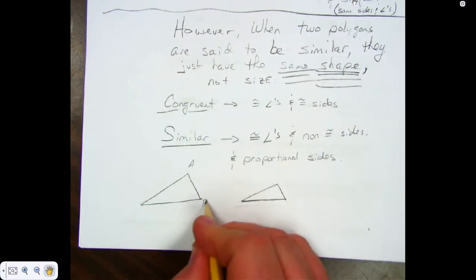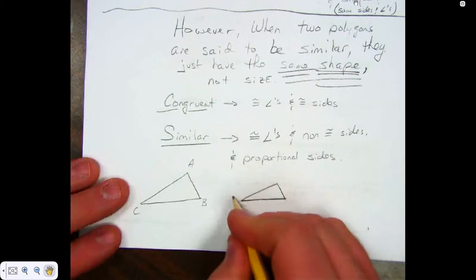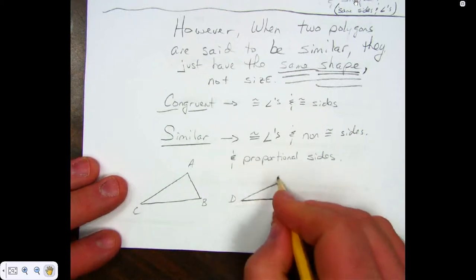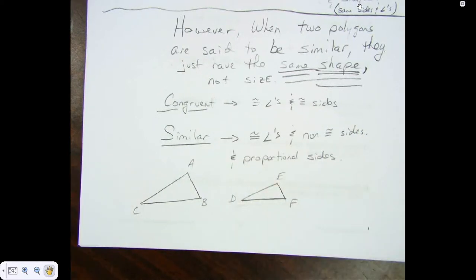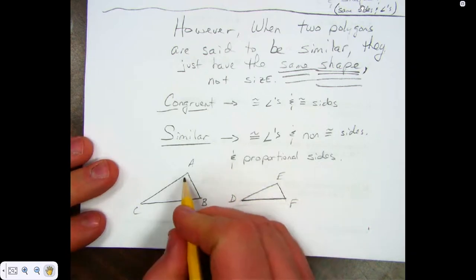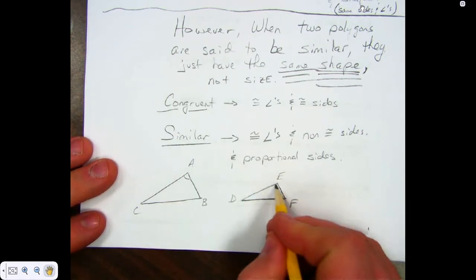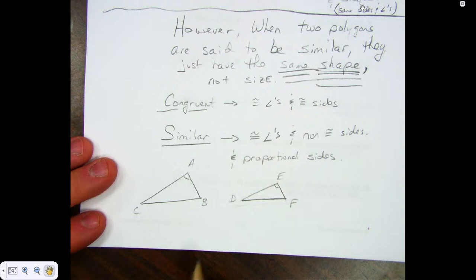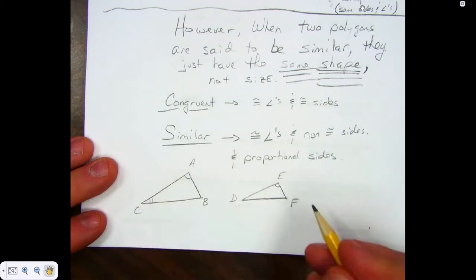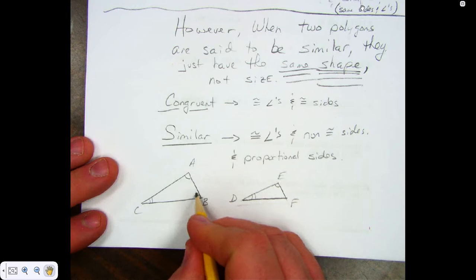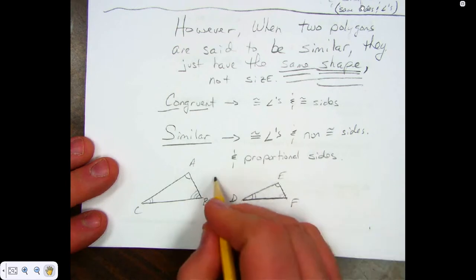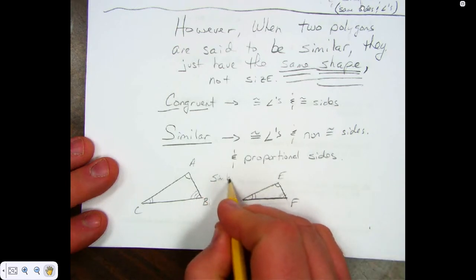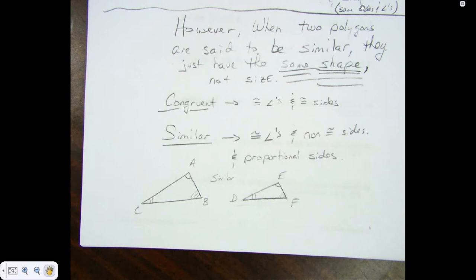Call this A, B, C. We'll call this D, E, F. What you got to know is that this angle is congruent to what? So A, C is congruent to what? D. And B is congruent to what? If these are similar, how are the sides going to relate to each other? Well, here's how I'm going to tell you a way to find out.